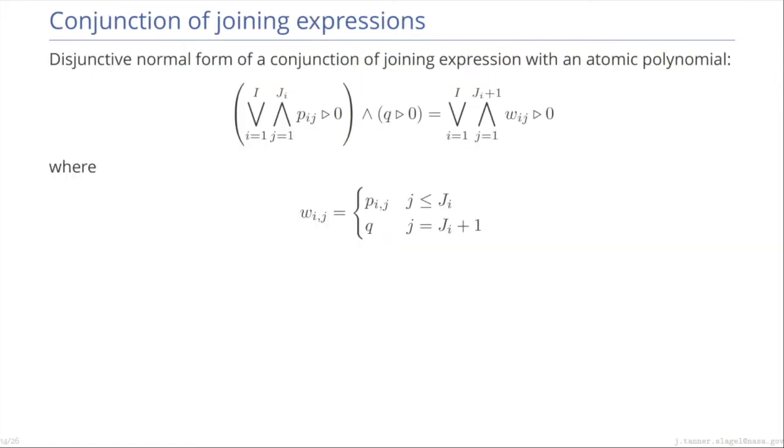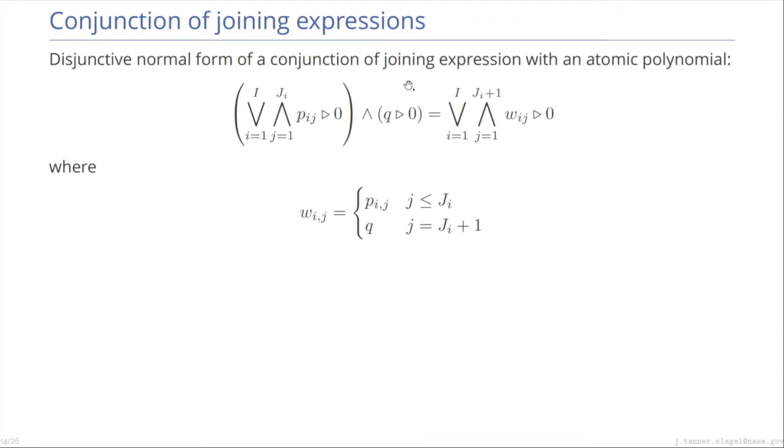I want to talk about the conjunction case a little. This is the case where you are transforming the conjunction of a joining expression with one atomic polynomial. So you have one atomic polynomial, you're conjuncting it with something in disjunctive normal form. You want to write it again in disjunctive normal form, and you can.